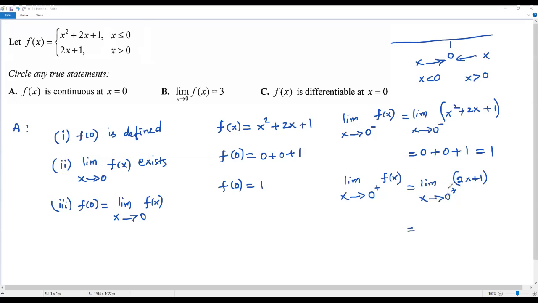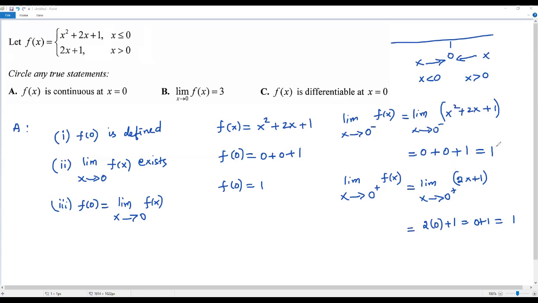In my next step, I have to plug in this limit for x over here. That is, I have to plug in this 0 for x over here. Then I'm getting 2 times 0 plus 1, which is 2 times 0 is 0, 0 plus 1. Finally, I'm getting 1.